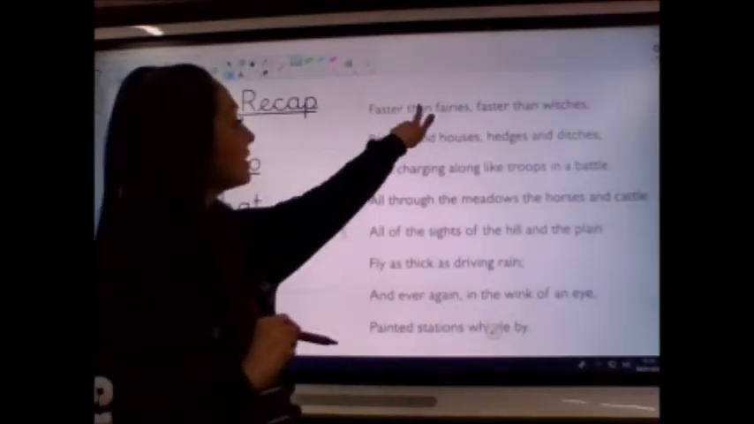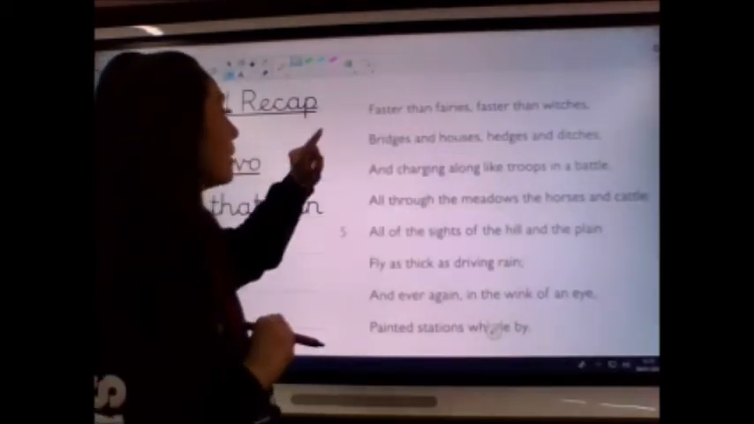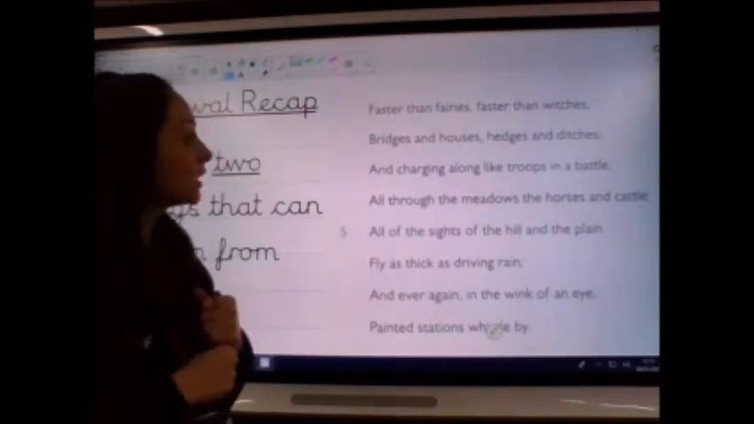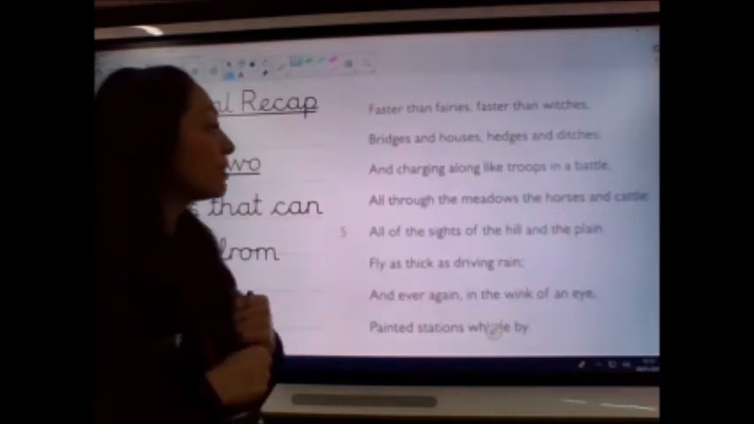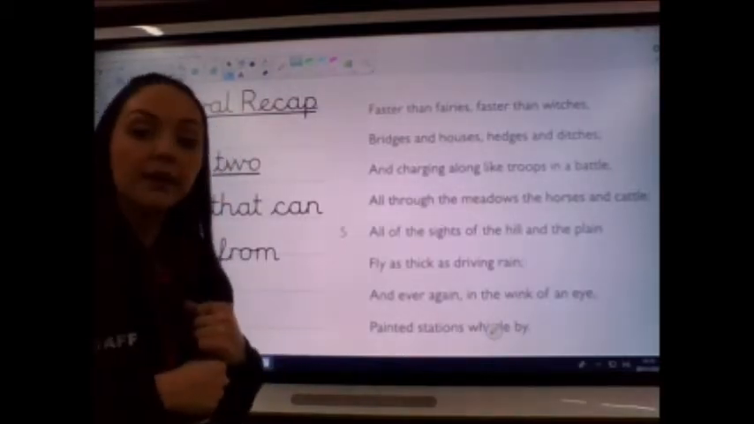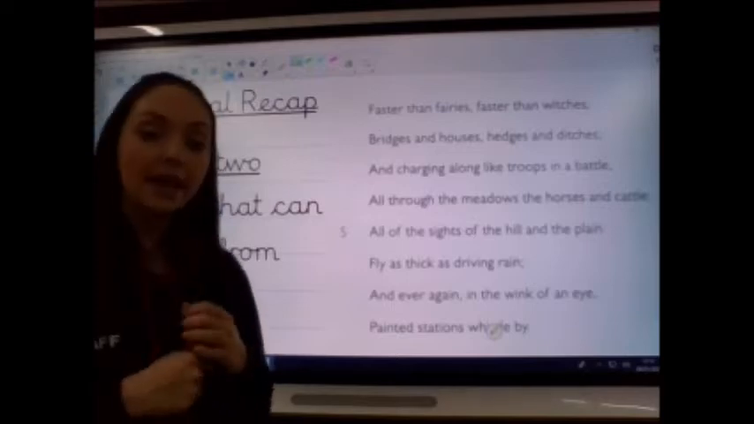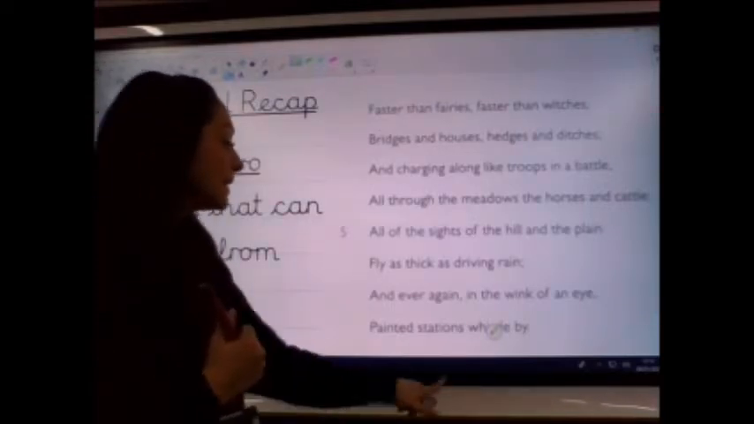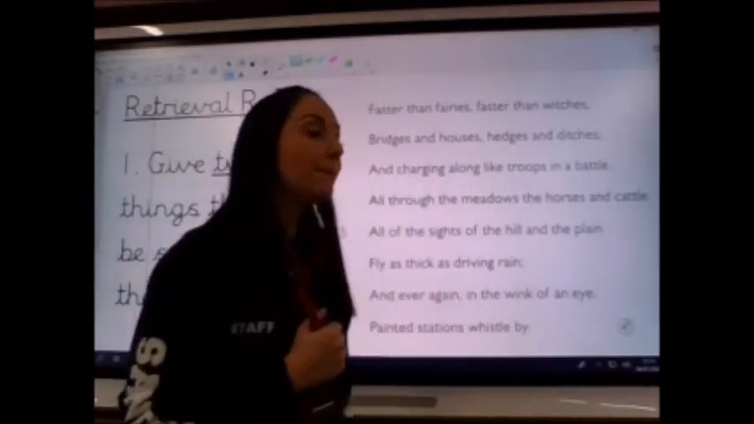So it says, faster than fairies, faster than witches, bridges and houses, hedges and ditches. And charging along like troops in a battle, all through the meadows, the horses and cattle. All of the sights of the hill and the plain fly as thick as driving rain. And ever again, in the wink of an eye, painted stations whistle by.